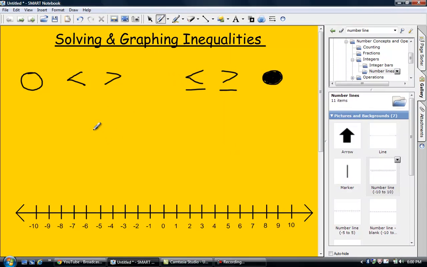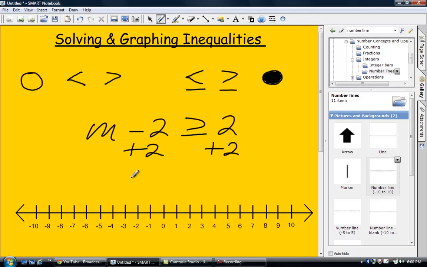Let's do another. Let's do m minus 2 is greater than or equal to 2. Let's add a 2, add a 2, and down here, m is greater than or equal to 4. We're going to follow our rules and include 4 as one of our possible answers. M is on the open side of the inequality sign. Arrow goes to the right.